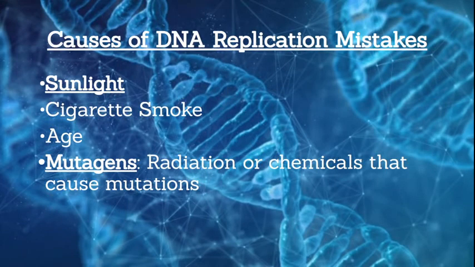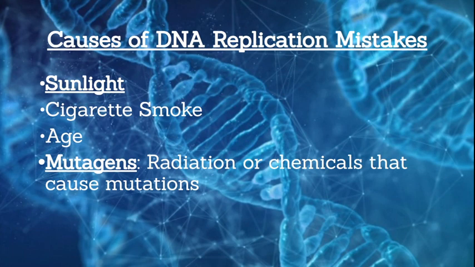Now, causes of DNA replication mistakes. Sunlight can cause DNA replication mistakes because the sun can damage parts of your DNA and cause different abnormalities to happen. So that's how you can end up with skin cancer, for example. Cigarette smoke can cause mistakes in DNA replication. Your age can cause mistakes in DNA replication. As you get older, your body's not working as well, so things can happen. And also, mutagens.